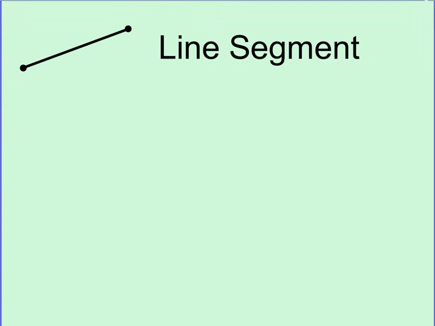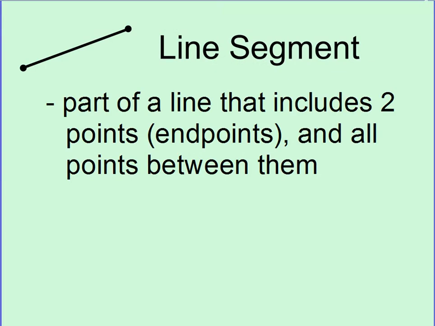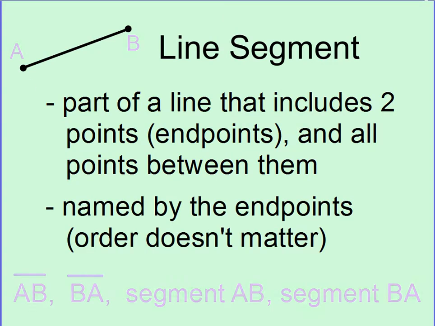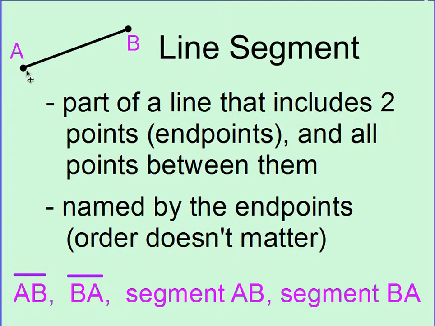A line segment is simply a portion of a line. It has a starting point and it has an ending point, and we call those 2 points endpoints. And of course, a line segment includes all the infinite number of points directly in between the 2 endpoints. If I call those endpoints A and B, I can call this segment AB or I can call it segment BA. It simply needs to know where it starts and where it ends.